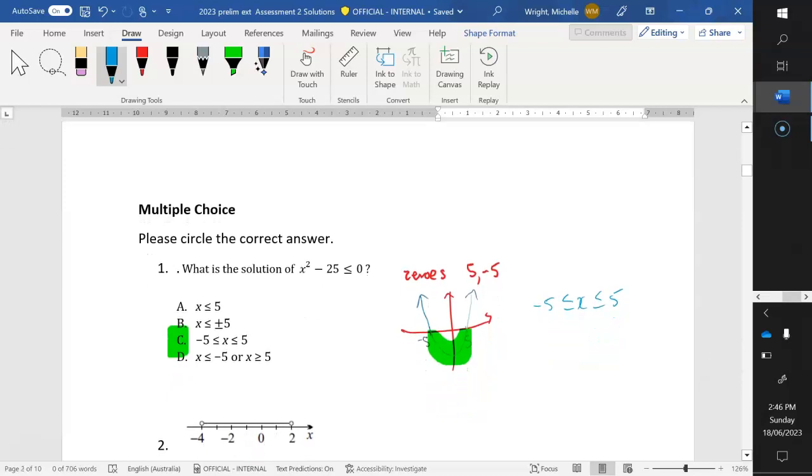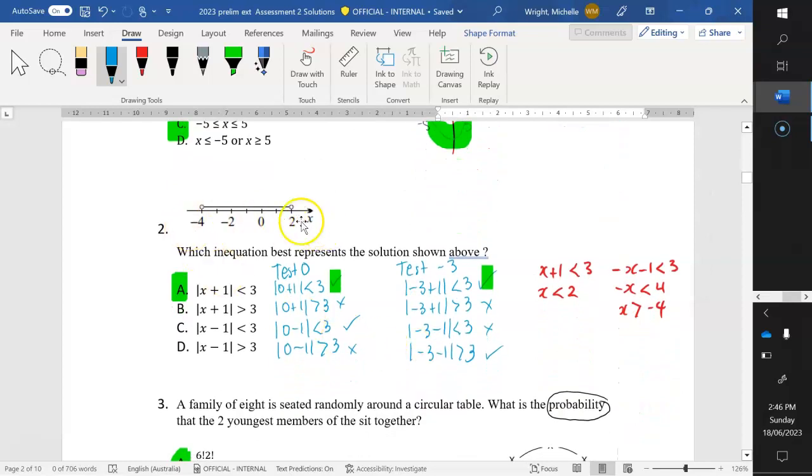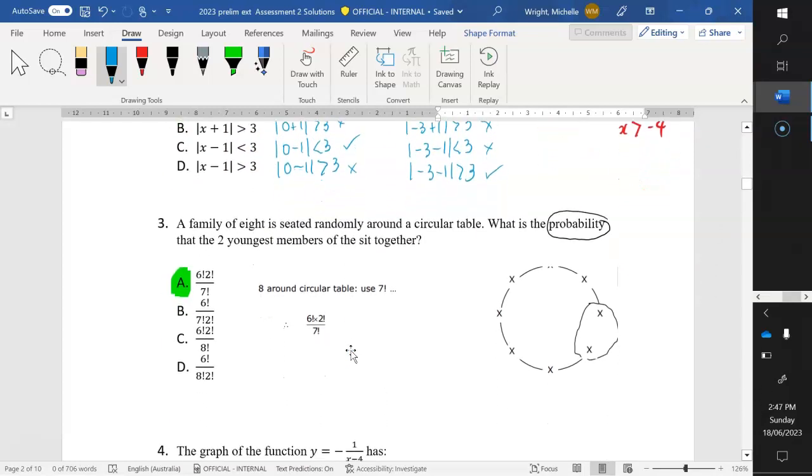I'm not going to talk through all the multiple choice solutions, but they are here. The first one was C, and you can see I've just drawn a graph of my function x squared minus 25 and looked where it's less than or equal to 0, and it was below the graph. Looking at 2. We were given a number line, and it says, which equation best represents the above solution? The answer is A. There's a couple of ways you could have done it. I just tested some points in there, I tested 0, and I tested another point down here, minus 3, and found out where they both worked. That's probably the best way to have done it, is to work through systematically and test each of those points.